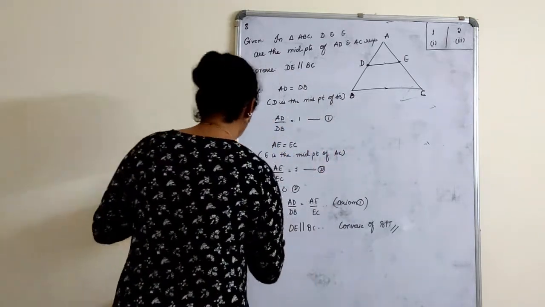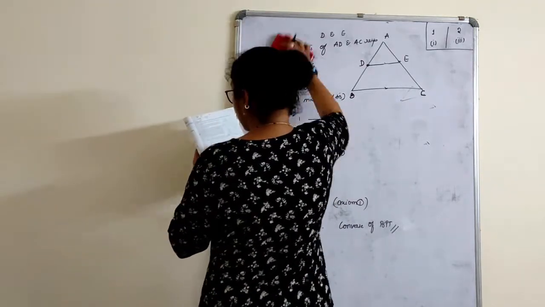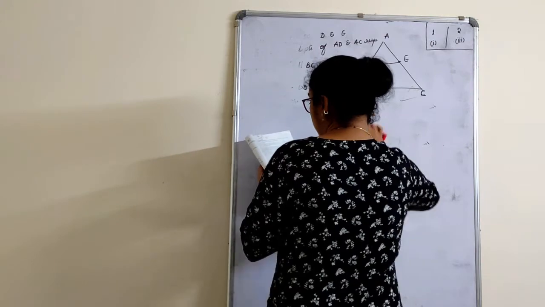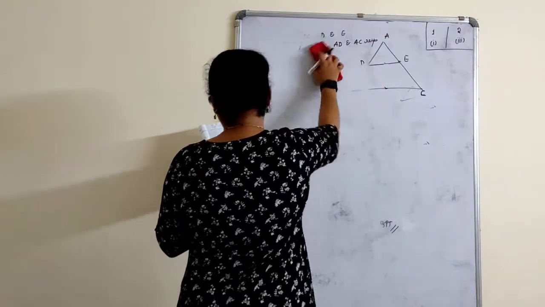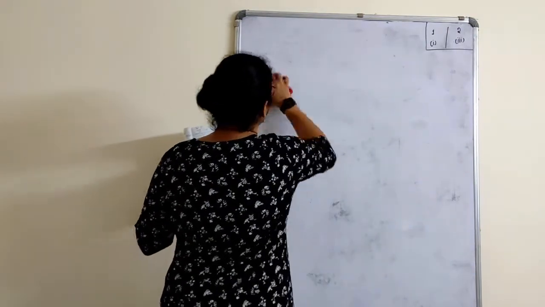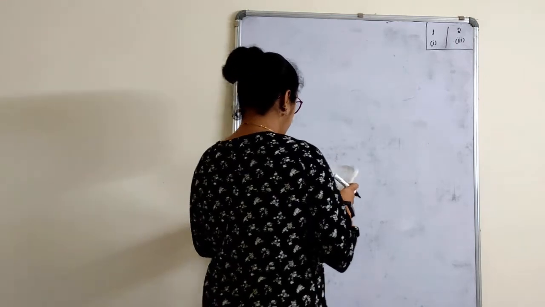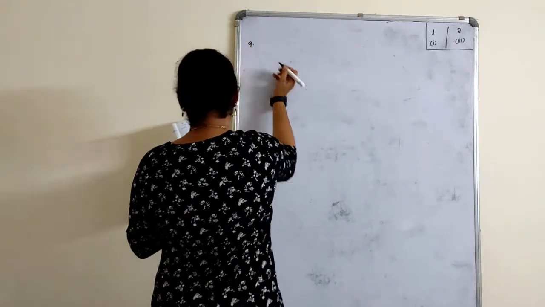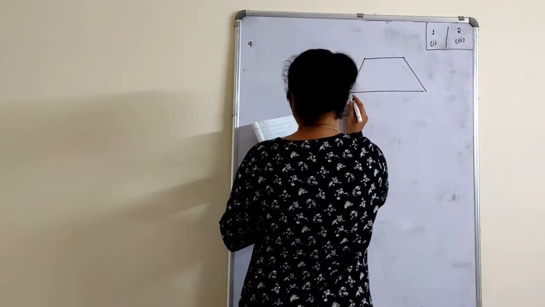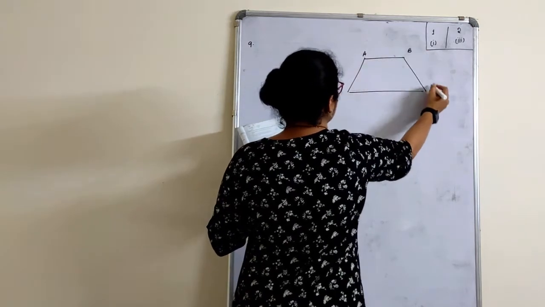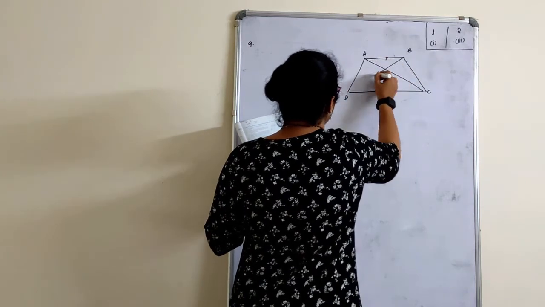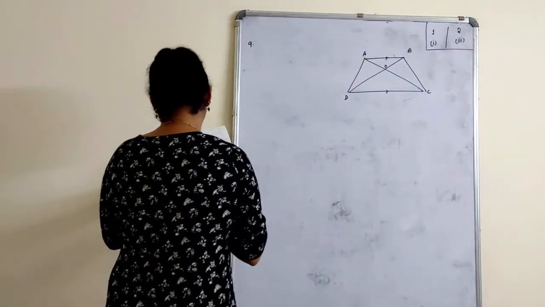Ninth one, the last two sums of the exercise. Given ABCD is a trapezium in which AB is parallel to DC. Show that the diagonals intersect each other at point O. So let us see how to do such type of sums. So given ninth one, ABCD is a trapezium in which we know that one pair of sides is parallel. So these are the diagonals and this is O.